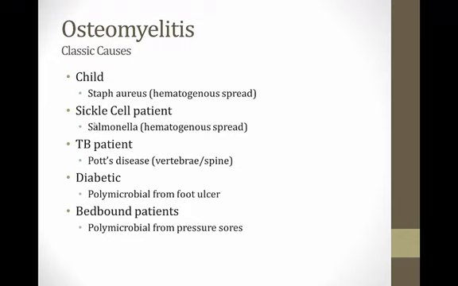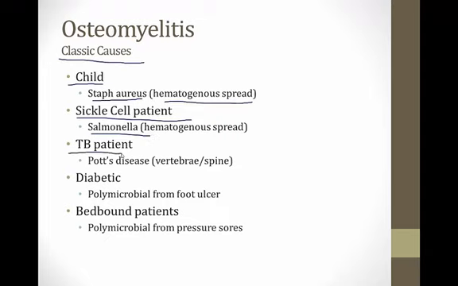This is a good point to just pause here and review the classic causes of osteomyelitis that you should know for your boards. So in a child, it's often from Staph aureus from some type of hematogenous spread. Sickle cell patients classically get osteomyelitis from salmonella. Sickle cell patients are functionally asplenic, meaning that their spleen does not work properly from all the sickled cells, and salmonella can thrive in patients who don't have a functioning spleen.